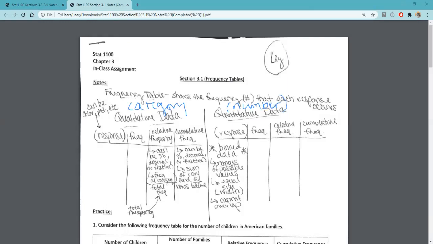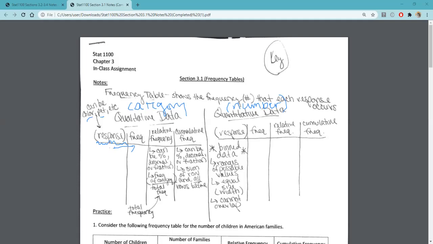Let's talk about qualitative first. With qualitative, we want to show the response, or what the category could be. I put it in parentheses here because we don't necessarily want to keep it that way. We're going to want to label it with whatever variable we're measuring. So if we're talking about maybe favorite color or type of pet, we would put that as our column title. Next to it, we want to count the frequency, or the number of times that each response occurs. So we're going to have an actual numerical value there, 7, 13, anything like that.